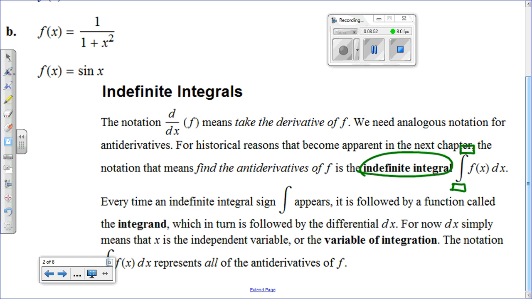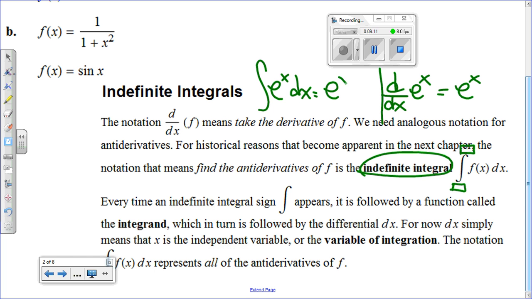And so sometimes that will be, for example, I can think of the easiest of all. What's the derivative of e to the x? E to the x. So if I ask you guys, what is the integral of e to the x dx? That would just be e to the x. Right? So that one is pretty easy.